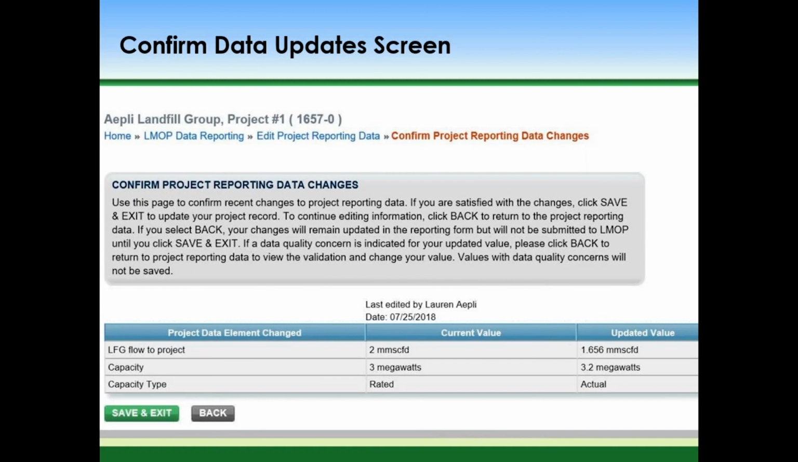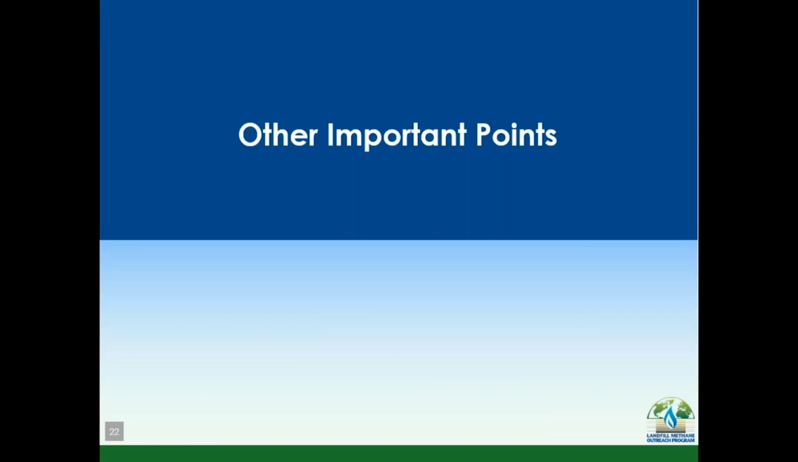So once you have all of your data reviewed and edited as needed, once you hit that next button, you come to this page, which is to confirm the data updates. And you'll have a chance to review all the changes with the current value and then your new updated value before you hit save and exit. Hitting save and exit submits the changes to LMOP, but you can make as many updates to the page as you need to. Or in other words, you don't have to make all the changes at once in one go. You can come back later and make more changes to different data points if needed.